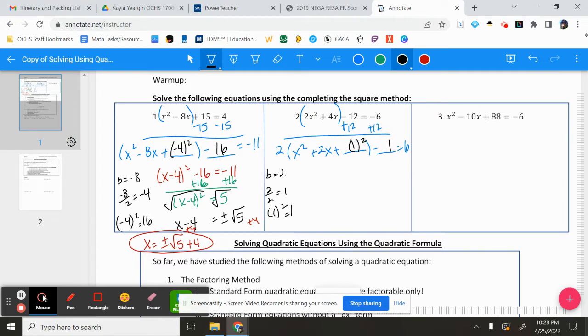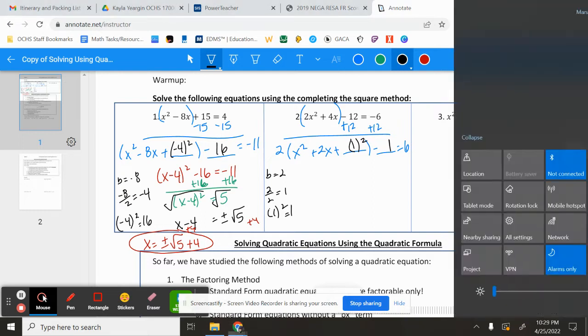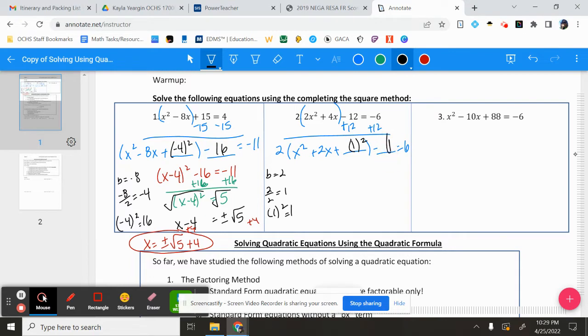But I can't forget that I've already factored out a 2. So what I need to do is not only take this 1 out, but I have to take 1 times 2 out because the 2 has been factored. At this point, we can condense. So I'd have 2 times x plus 1 squared, minus 2 because 2 times 1 is 2, equals 6. Now we're back into solving just like a normal equation. We add 2 to each side.